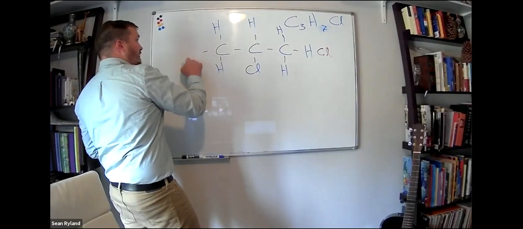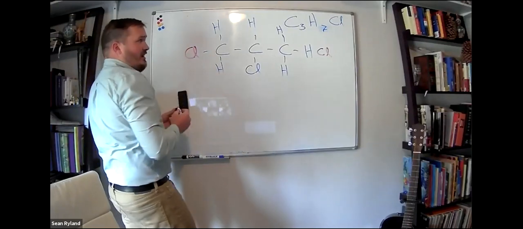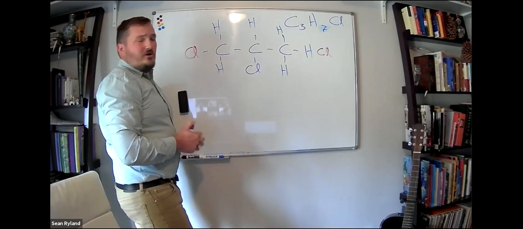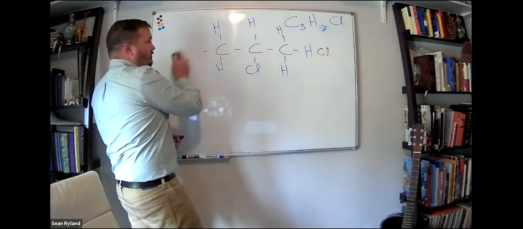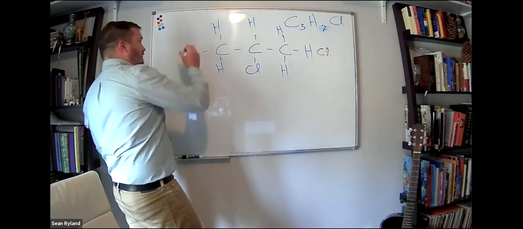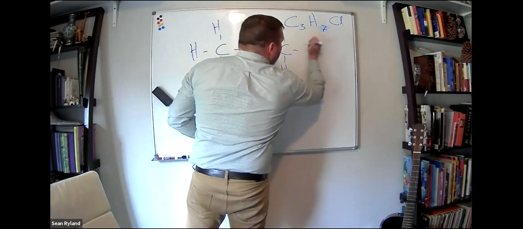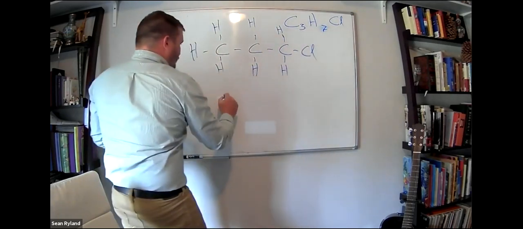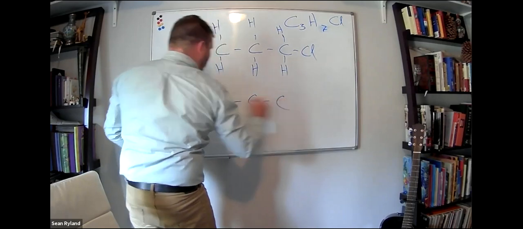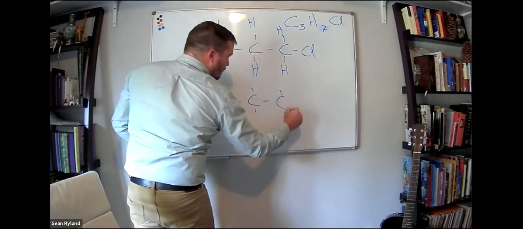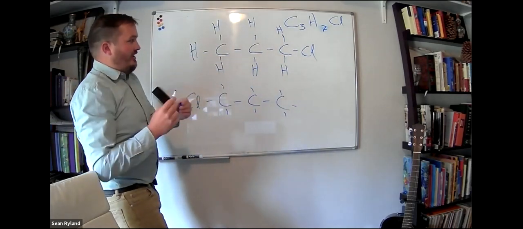You can put the chlorine at the first carbon. Is that going to be a different compound, or is that really going to be the first one just flipped? Here, I'll redraw it the other way. I'll draw the bonds for the hydrogens but not fill them in right now in the interest of time.